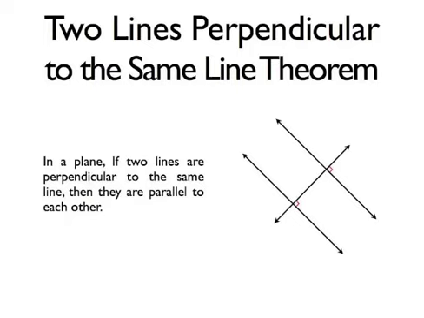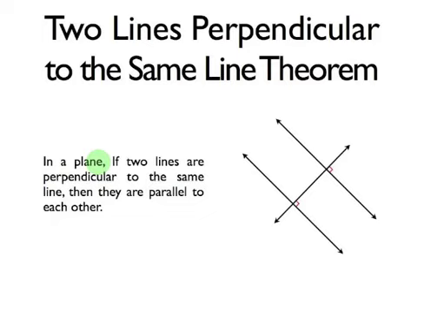And this theorem states that in a plane, if two lines are perpendicular to the same line, then they are parallel to each other. I want to point out that this statement right here, in a plane, is very important, because if you're not in a plane, these two lines may be skew, and then they wouldn't be parallel. So it has to be within a plane.